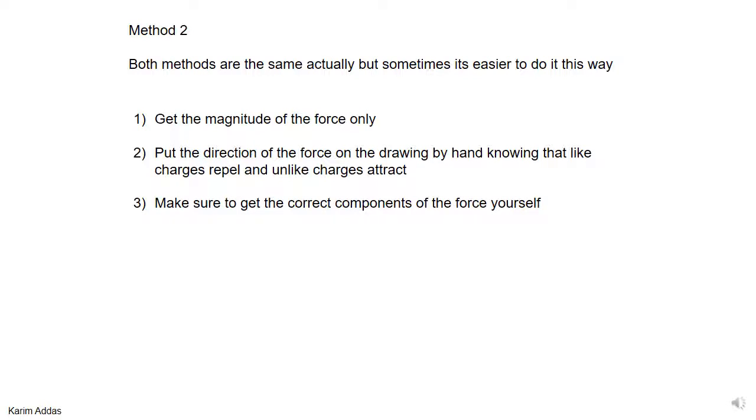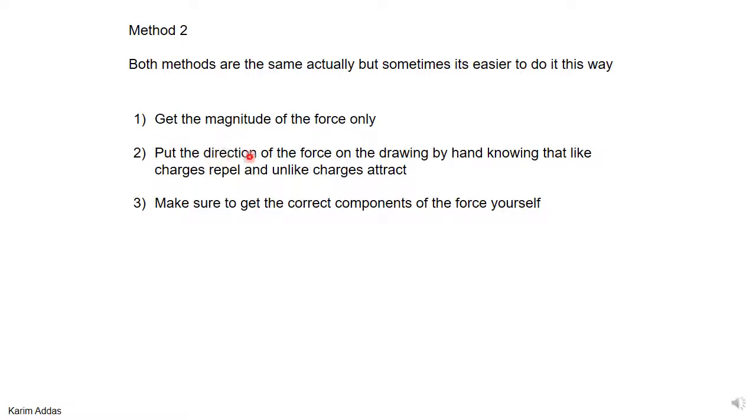So the second method we're going to use is actually the method that's preferred by many students because it's maybe a bit easier, and in the textbook you'll find it's used more often. So let's go through that and see how that works. Remember, the two methods are not really different. They're just different in the sense that you have to follow different steps, but in the end you're doing the same thing. So first you get the magnitude of the force only. You don't worry about the sign at all.